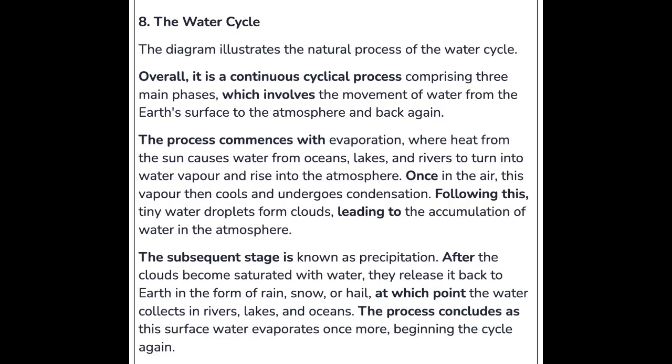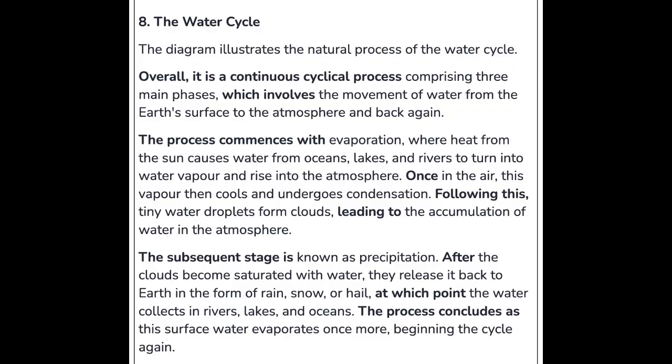8. The water cycle. The diagram illustrates the natural process of the water cycle. Overall, it is a continuous cyclical process comprising 3 main phases, which involves the movement of water from the Earth's surface to the atmosphere and back again. The process commences with evaporation, where heat from the sun causes water from oceans, lakes, and rivers to turn into water vapor and rise into the atmosphere.